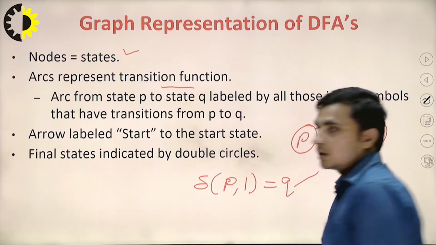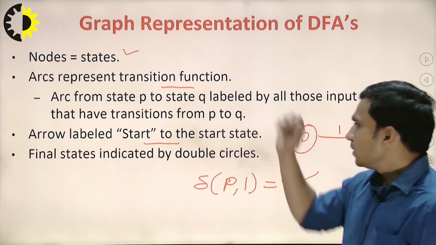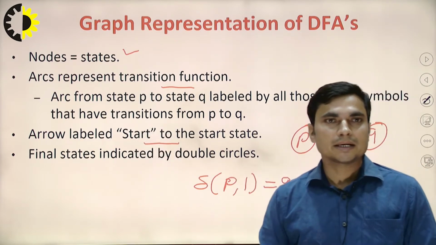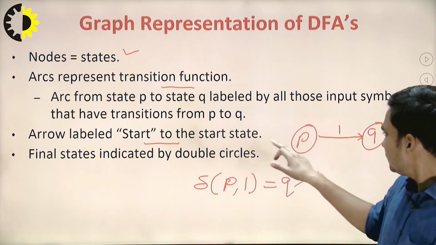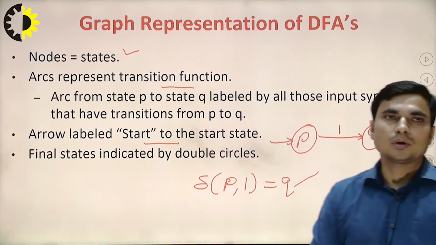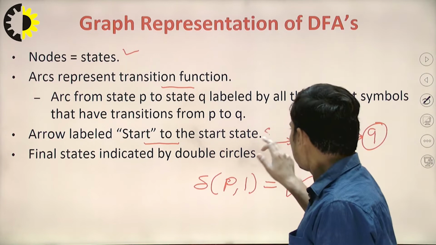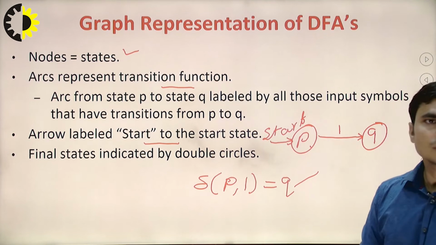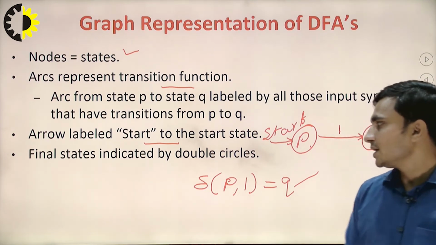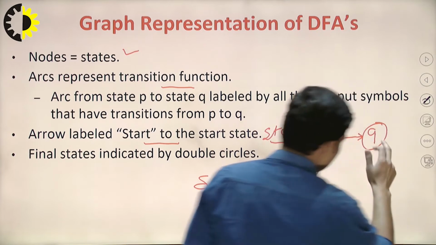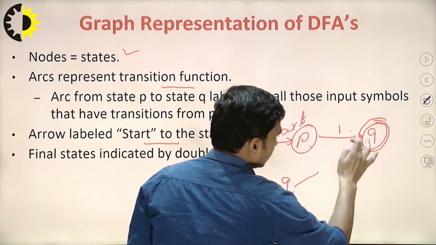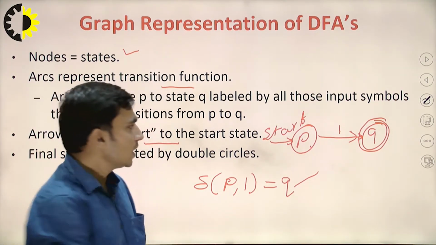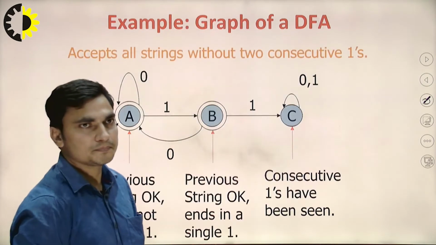And there is one more thing: the start state. Whatever the start state in our DFA is, we put an arrow at that start state, and that arrow is labeled start. Now, final states are represented by a double circle. So if I draw a double circle here, in this representation P is our start state and Q is our final state.